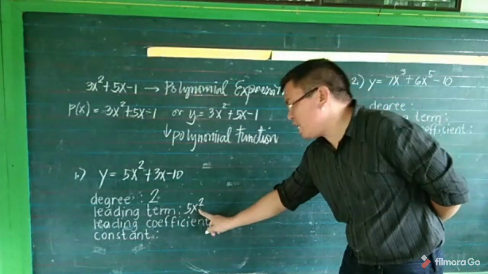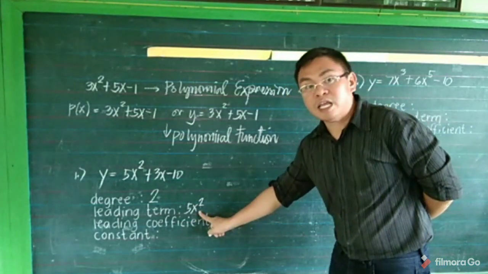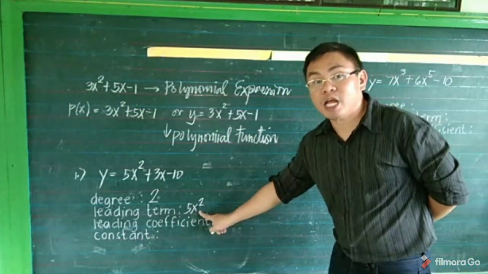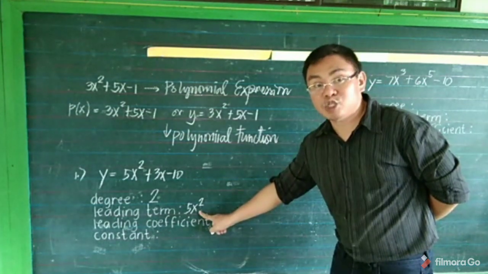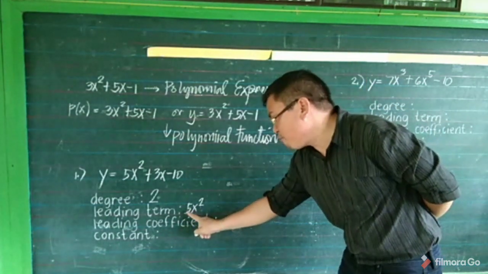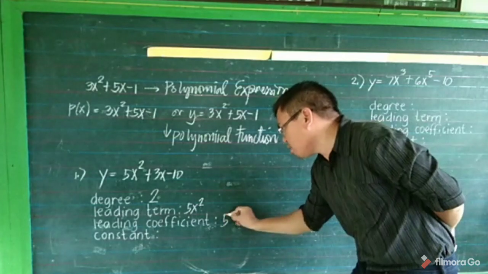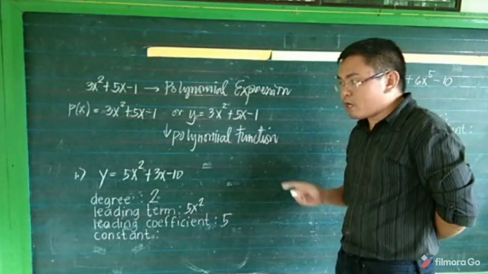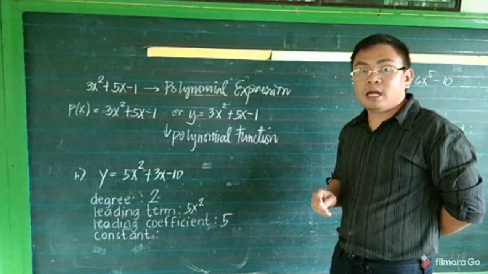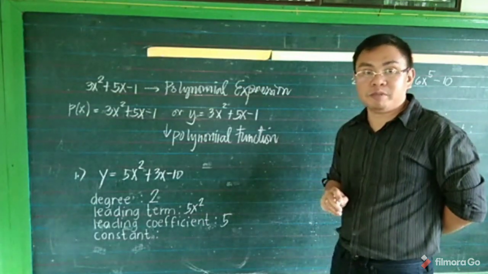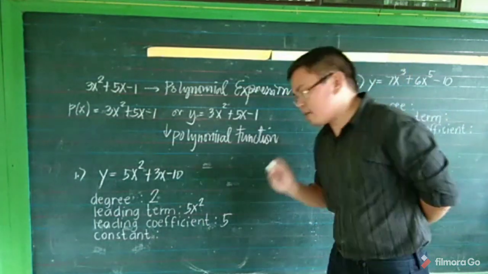And from your leading term, you'll get the leading coefficient. That is the numerical coefficient of your leading term. And in this case, 5 is your leading coefficient. And what is the constant in the given? The number without a variable beside it is negative 10.